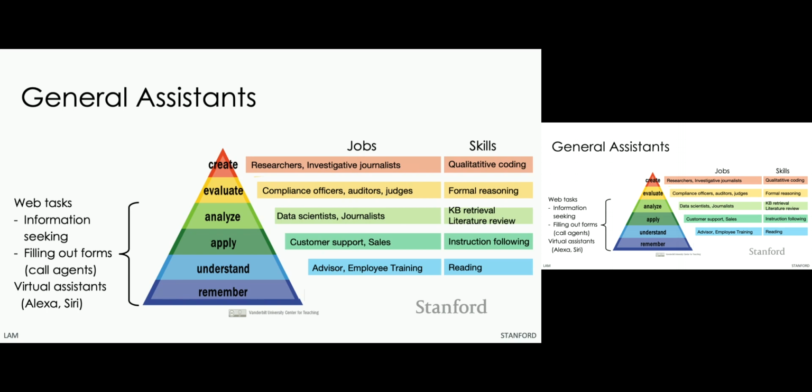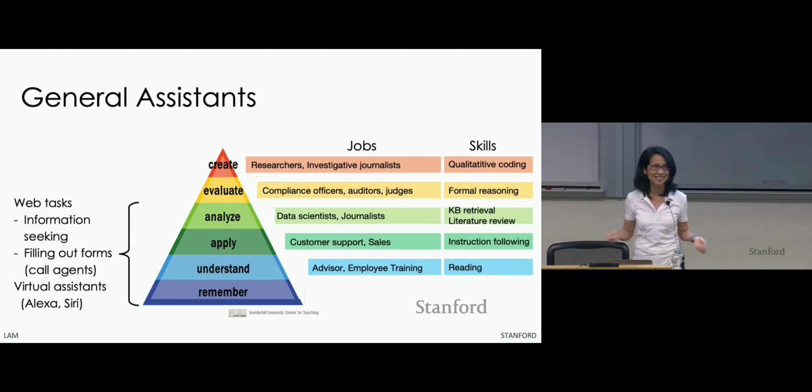So at the bottom is, remember, I don't have to do anything about that because the LLMs are very good at it. And what we're focusing on are the kinds of things that you do on the web and on your assistants. On the web, a lot of times you're doing information seeking, or you are filling out forms. You book your restaurant, book your hotel, book your flights, and get your appointments, all kinds of things like that.